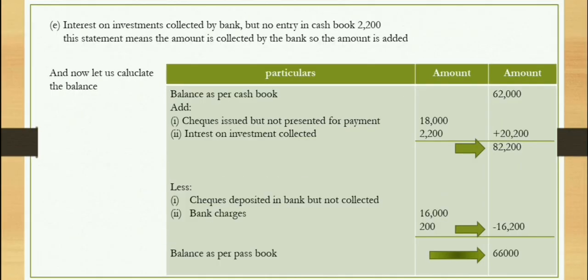Interest on investments collected by bank but no entry in the cash book, 2,200. Here in the statement we are given that the amount is collected by the bank, which means the amount is added in the bank. It is given directly that the amount is added in the passbook, and hence the amount is supposed to be added in the BRS as well, because we're trying to find the balance as per our passbook. So the amount is added, and now let's calculate and find the balance. We add the amounts here and then we reduce them here, and then we find the balance as per our passbook, that is 66,000.